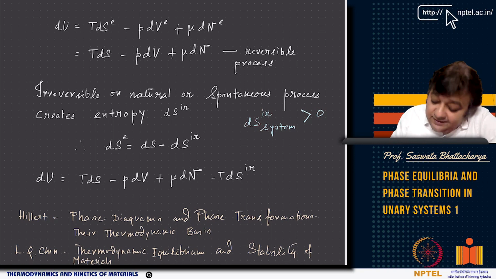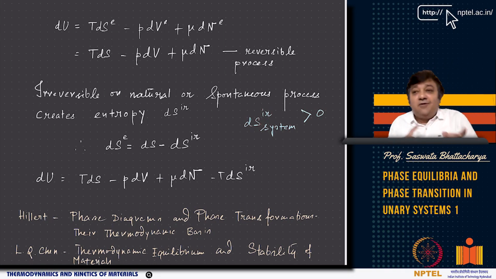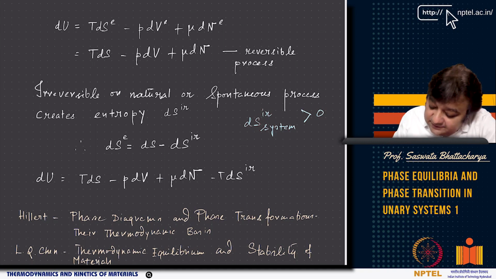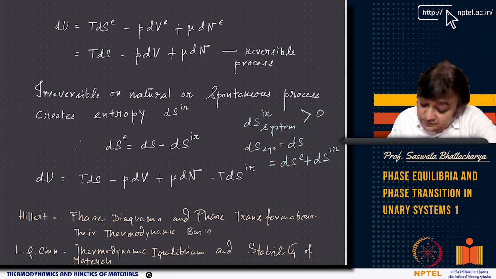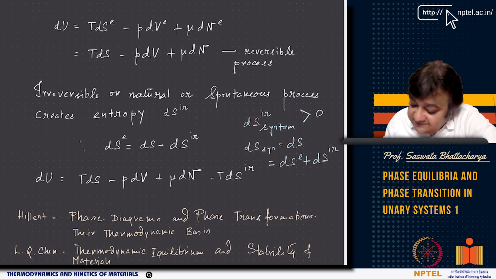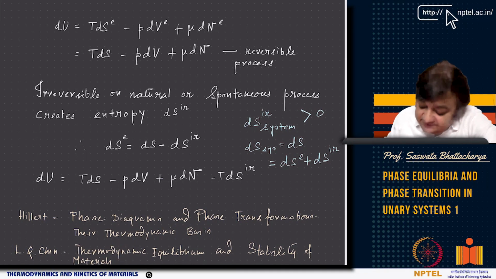Now if I rewrite the first law, taking into account this irreversibility component, then dS exchange, that is the amount of entropy exchange between the system and the surrounding, is related to the change in entropy of the system overall. So basically what I am trying to say here is dS of the system, which is equal to dS, is nothing but dS exchange plus dS_ir, right? So if that is so, dS exchange is nothing but dS minus dS_ir, right? So that's what I am writing: dS exchange now becomes equal to dS minus dS_ir.